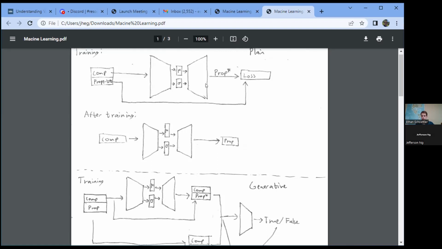Wait, I'm getting confused. I'm getting myself confused. One sec. I want to look at my old code.